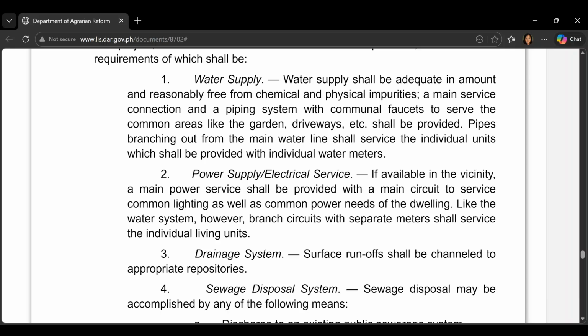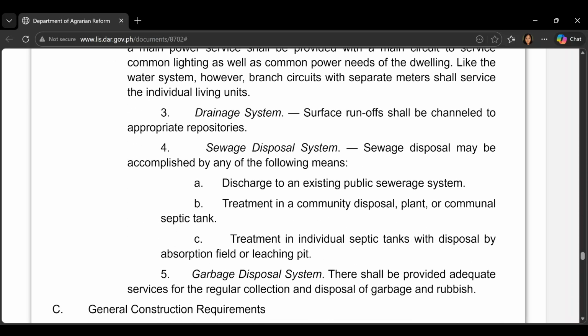2. Power supply electrical service. If available in the vicinity, a main power service shall be provided with a main circuit to service common lighting as well as common power needs of the dwelling, like the water system. However, branch circuits with separate meters shall service the individual living units. 3. Drainage system. Surface runoff shall be channeled to appropriate repositories.